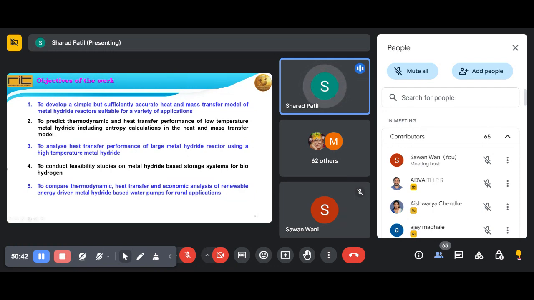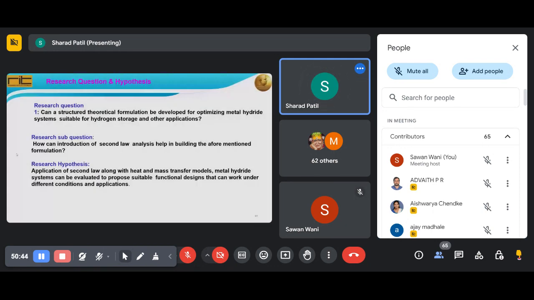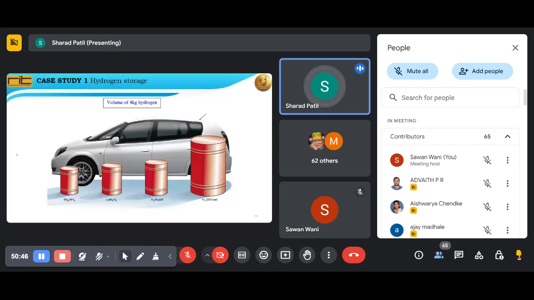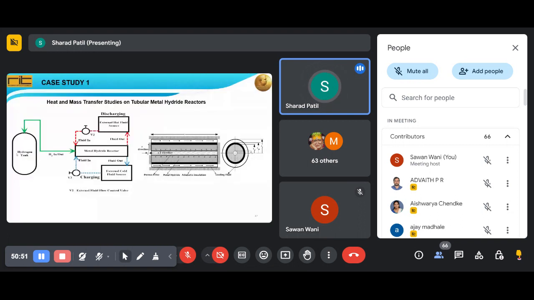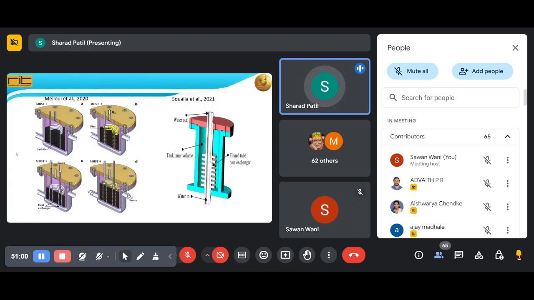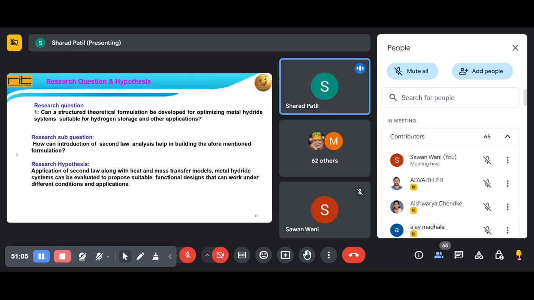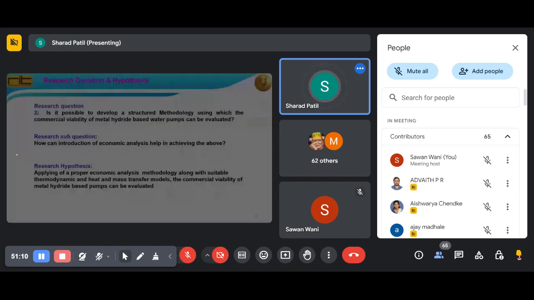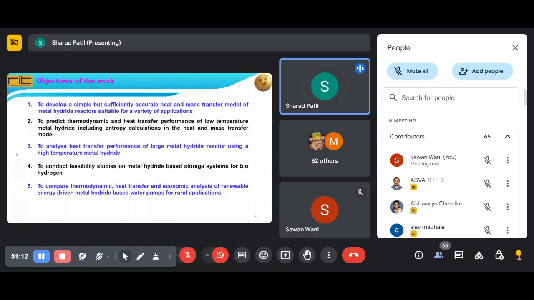Okay, so based on these research questions, starting with hydrogen storage, I moved ahead with an exhaustive literature review. Then I understood clearly the fundamental working principle of the system, what the different proposals are, and what has been done by various researchers on the reactors. Then I framed the research questions, sub-questions, and hypotheses for my research work, and based on that I decided the objectives of my work.